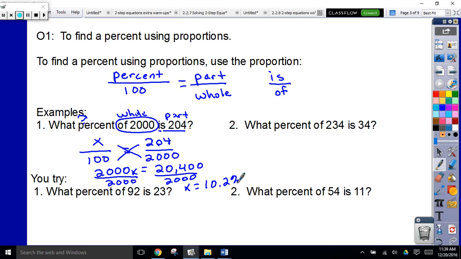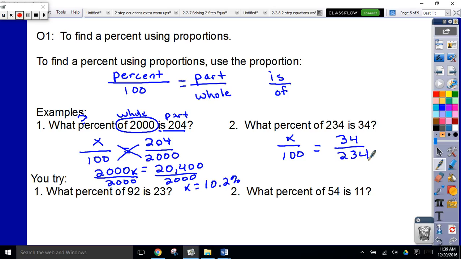Okay, number 2. Can I have a volunteer to direct me through how to do number 2? I don't want to put anyone on the spot. Kayla, want to try it? X over 100 is equal to 34 over 234. 34, yes, 34 over 234.